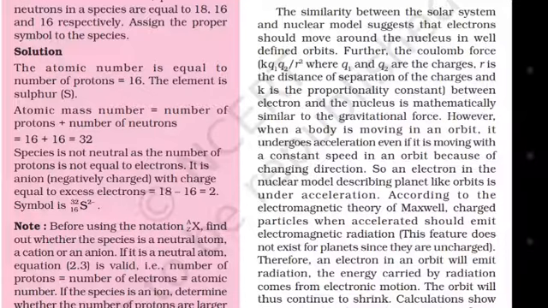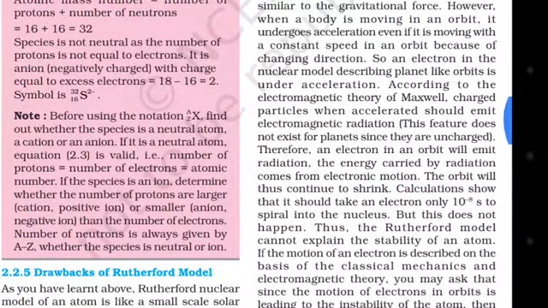The similarity between the solar system and the nuclear model suggests that electrons should move around the nucleus in well-defined orbits. Further, the Coulomb force, k q1 q2 by r square, where q1 and q2 are charges, r is the distance of separation of the charges, and k is the proportionality constant, between electron and nucleus is mathematically similar to the gravitational force. However, when a body is moving in an orbit, it undergoes acceleration even if it is moving with constant speed because of the changing direction. So an electron in the nuclear model describing planet-like orbits is under acceleration.